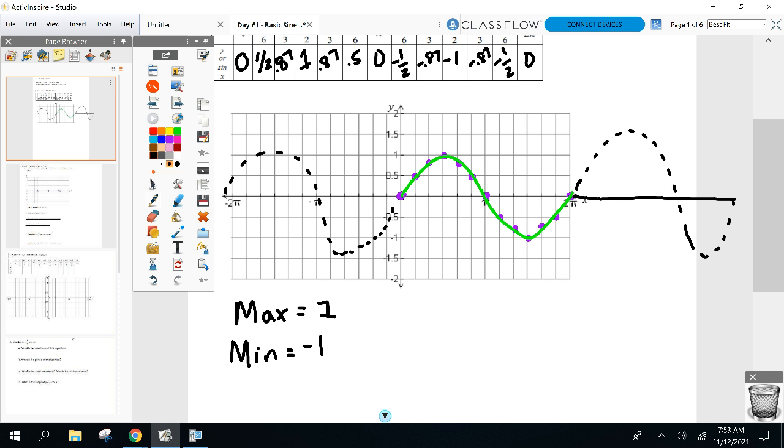All right, I'm going to introduce a new word here today, which is period. Period: what's the distance on the x-axis it takes to make one full curve before it starts repeating again? So how long from here to here, 0 to what, before it's going to start repeating again? 0 to 2 pi. So we say the period is 2 pi. It will take 2 pi units on the x-axis before it starts repeating. So the sine curve is 2 pi units long before it starts repeating itself again.